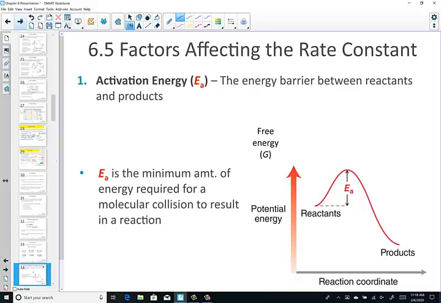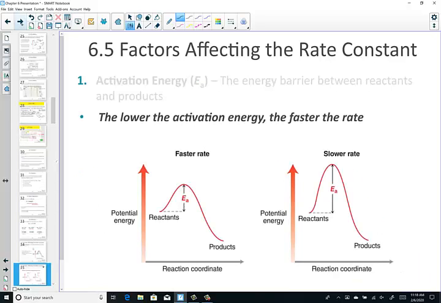The activation energy we know is the definition of the barrier that separates reactants from products. It's that minimum amount of energy I've got to get over before the products form. So the molecular collisions must be successful enough to overcome the activation energy. The lower the activation energy, the faster the rate. These products will occur faster than these products. So I'm getting an idea of the rate of a reaction by just looking at the energy barrier.